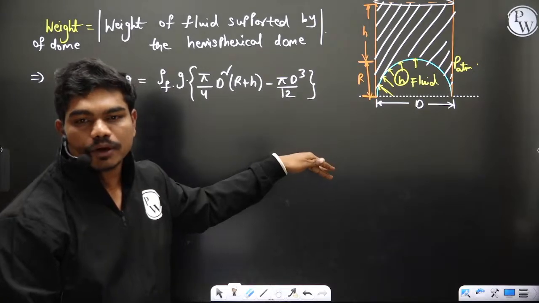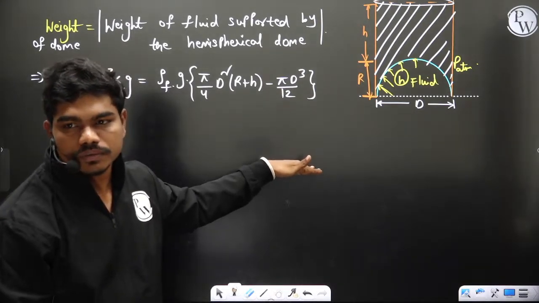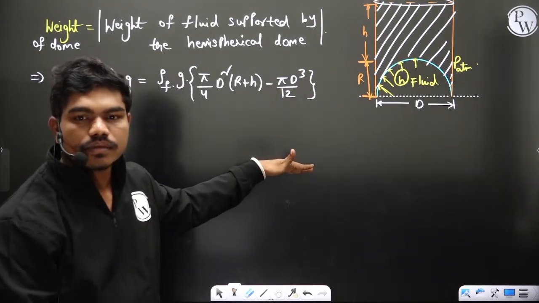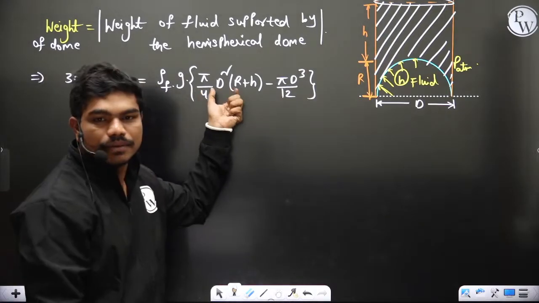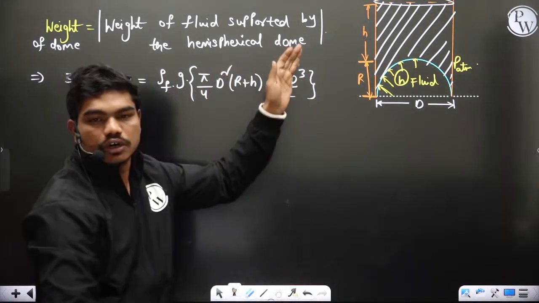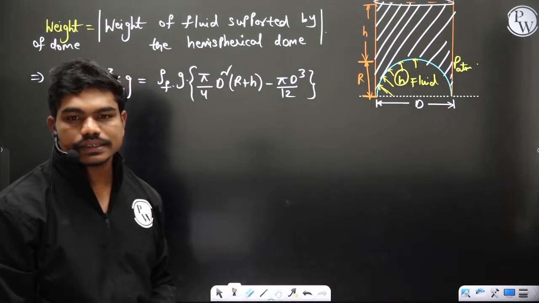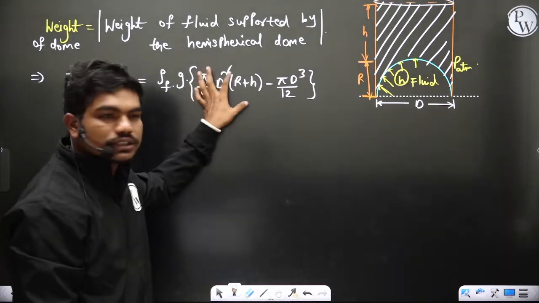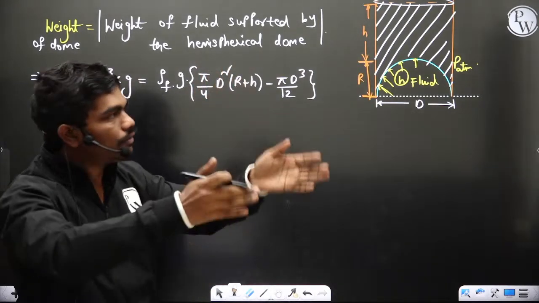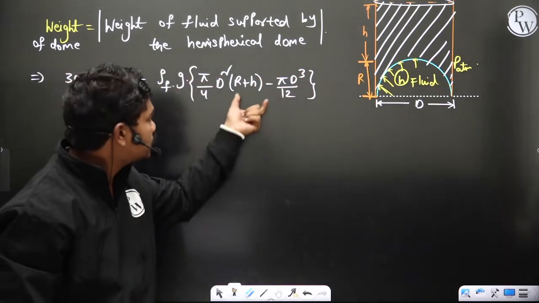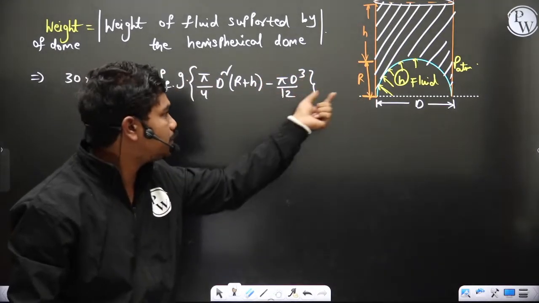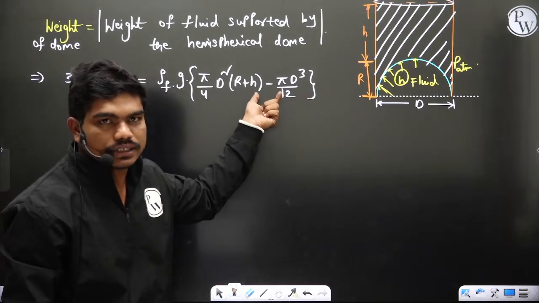Please type in the chat box, is this expression clear to all of you? Did you all understand how we have written this? Basically this is the shaded portion of the volume, correct? So density into G into the total volume of the cylinder of height R plus H minus this hemisphere of volume pi D cube by 12.